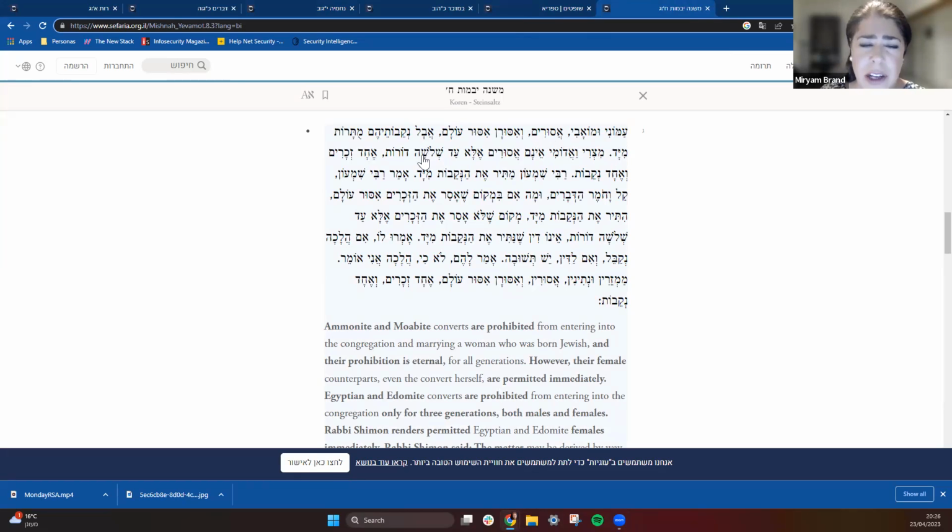Ammonite and Moabite, I'll just read the English. Ammonite and Moabite converts are prohibited from entering into the congregation and marrying a woman who was born Jewish, and their prohibition is eternal. However, their female counterparts, even the convert herself, are permitted immediately. In other words, if you have someone like Ruth, she's a woman, it doesn't matter where she comes from. Well, it does matter, because we see afterwards that if she were from Edom or from Egypt, she would not be able to convert, which is kind of funny because the Hasmoneans forcibly converted Edomites.